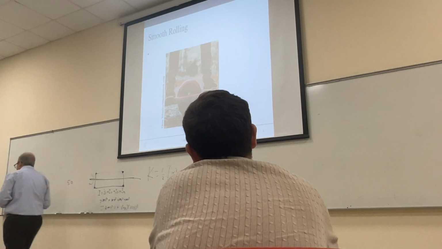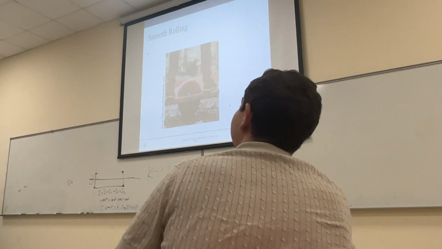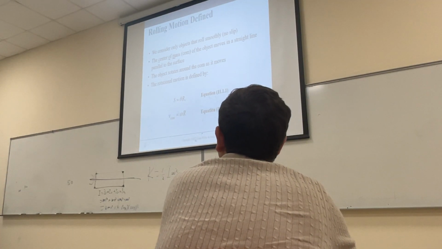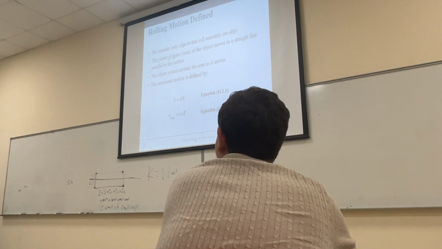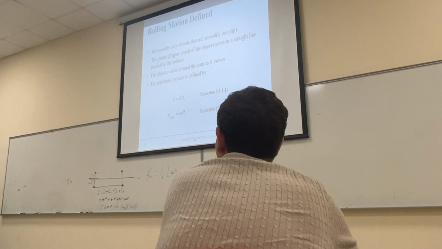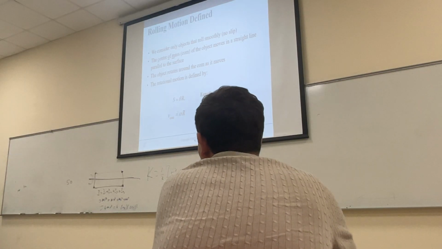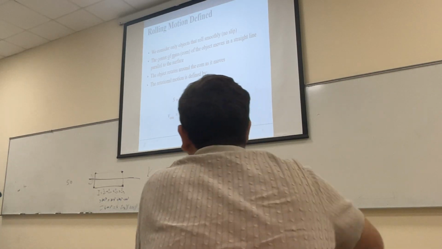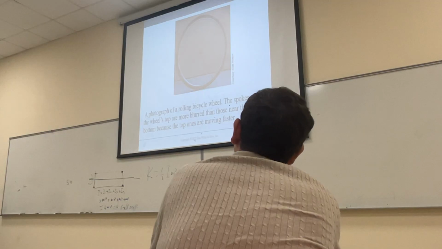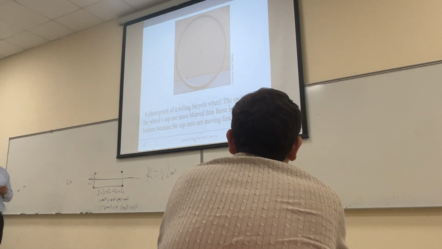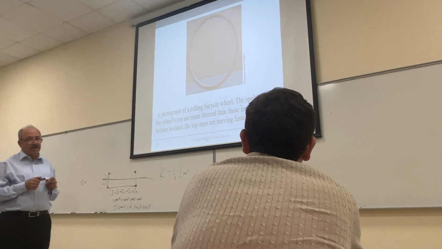Another figure which was interesting in the book is the relation between the linear and the angular parameters. s equals R theta, v equals v center of mass equals omega R, which means all angular parameters for a rotating object are the same, but the linear parameters are not the same. That's clear in this picture here. This is a bicycle wheel. It's rolling without skidding, smooth rolling, as I said.